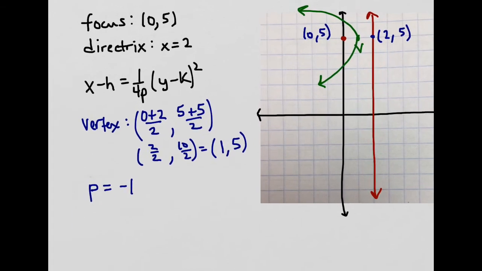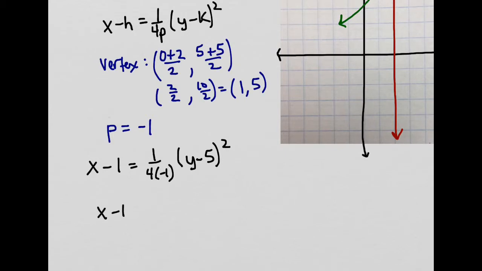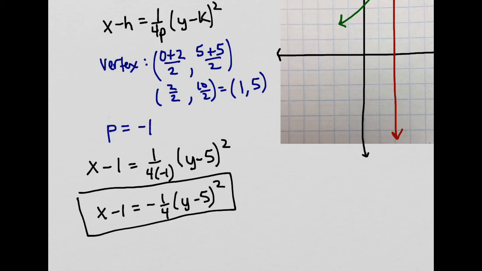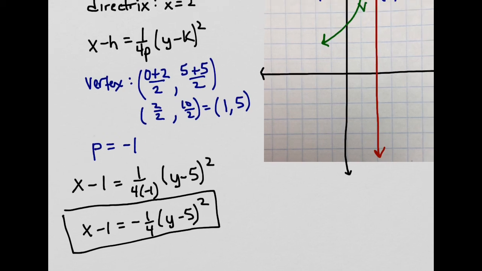So now I can take all those pieces and plug them into the equation to find out what I've got. So I've got x minus 1 equals 1 over 4 times negative 1, and that is multiplied by y minus 5 squared. So now I can simplify just a little bit more, and I'll get x minus 1 equals negative 1 over 4 times y minus 5 squared. And that is the equation of a parabola that has a focus of (0, 5) and a directrix of x equals 2.